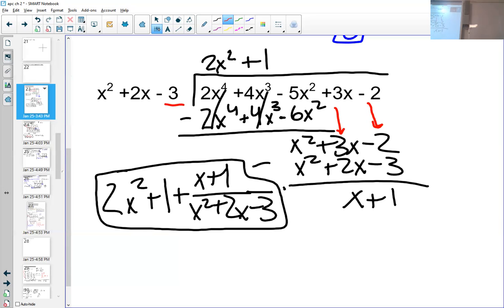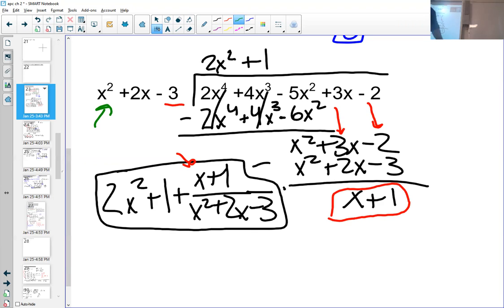You did it once, so why bring down 2 things? The reason you put in 2 things is that 2 things got canceled. That's why you eventually had to put 2 things, so they can actually line up. Then you do the thing. So the remainder, excellent, is x plus 1 over here. It pops up on the top, over your divisor, which was what you were dividing by, x squared plus 2x minus 3 on the bottom.